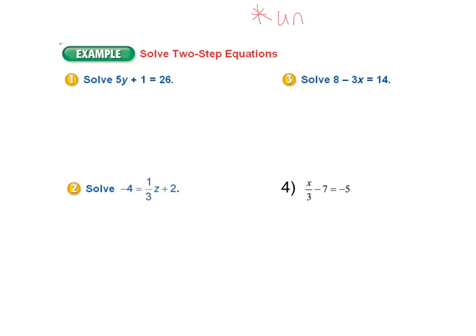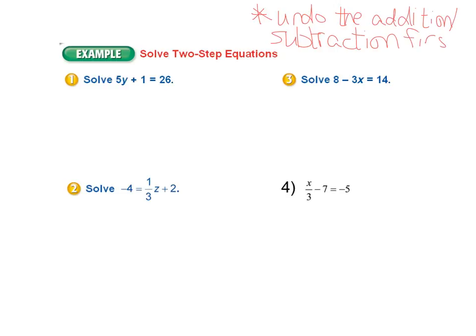We are going to undo the addition and subtraction parts first. We're going to use our inverse operations and undo addition or subtraction first, and then we're going to undo, using inverse operations, the multiplication and division second. That's important. You have to undo the addition and subtraction first. You have to undo the multiplication or division second. Basically, you reverse the order of operations here.